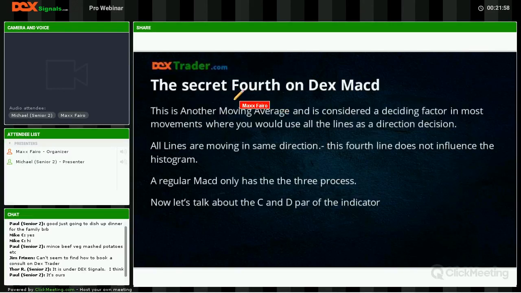Before we go over to show you that, the secret fourth on the DEX MACD is another moving average that I applied, which gives you a third variance of direction. If you use this like a moving average, with all 4 lines or all 3 lines facing in the same direction, this will help you create a level of momentum and direction, which I'll show you in a technique very shortly.